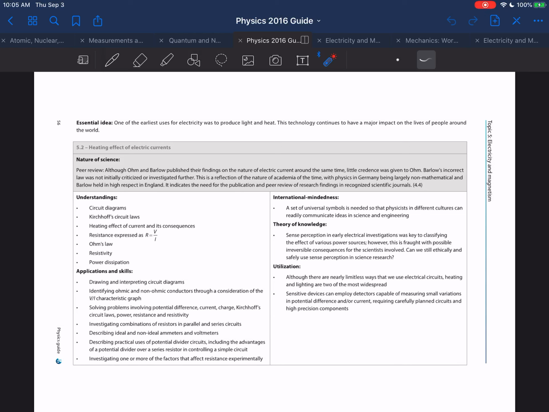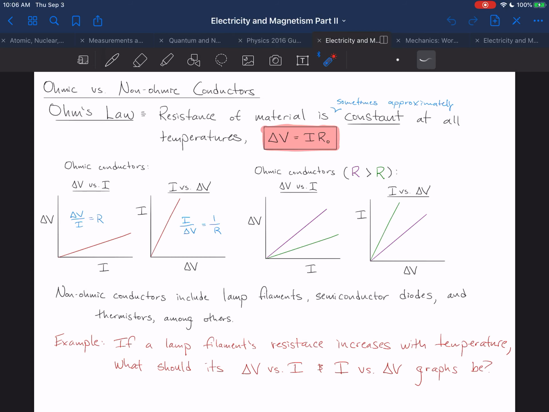Hello everyone. In this video we will continue examining topic 5.2, the heating effect of electric currents, Ohm's law, and identifying ohmic and non-ohmic conductors. In the last video we finished describing what the graphs of current versus potential difference, or potential difference versus current, might look like for objects that obey Ohm's law, where Ohm's law is equivalent to the statement that the resistance of a material is constant at all temperatures.